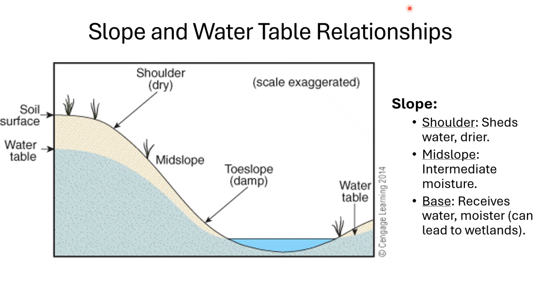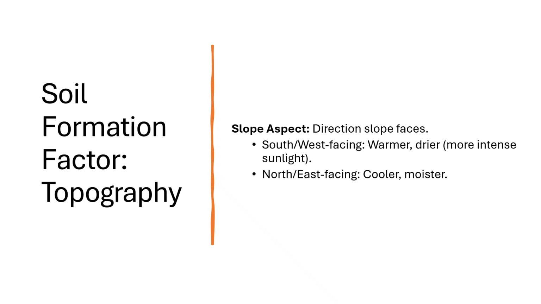You can often see this effect on the types of vegetation that grow on different slopes, right? Just look at our hillsides around here and you can see different plant communities at the shoulder versus the toe. The other part of topography is slope aspect. You know what aspect is. It is the cardinal direction in which a slope faces.